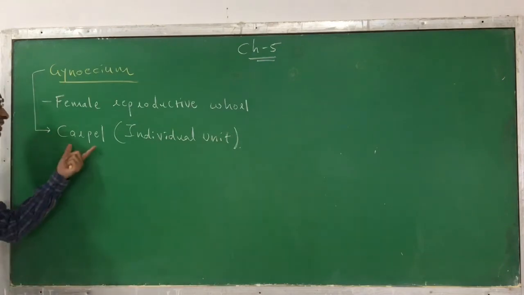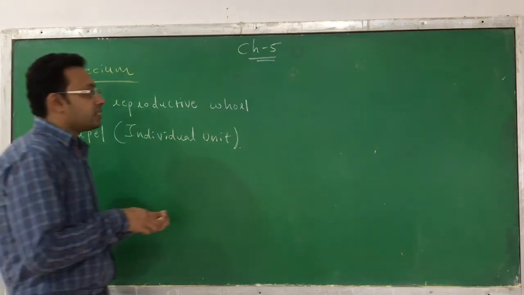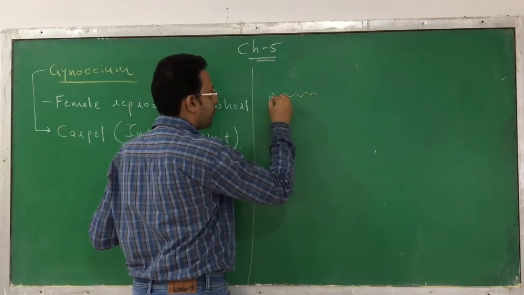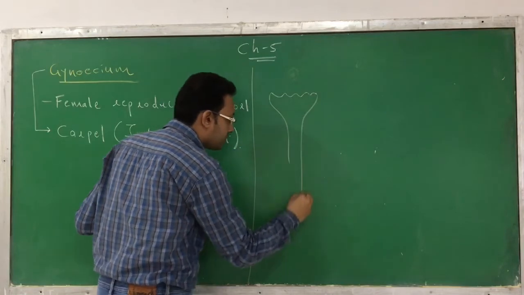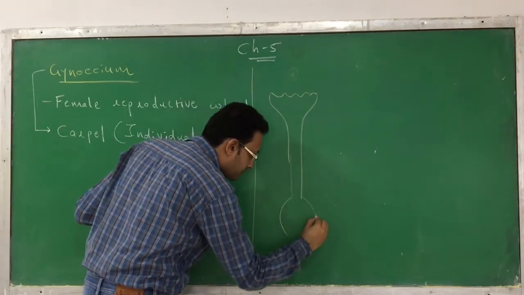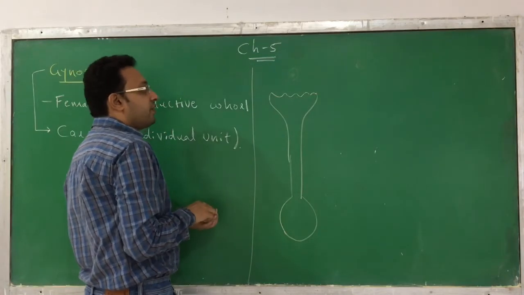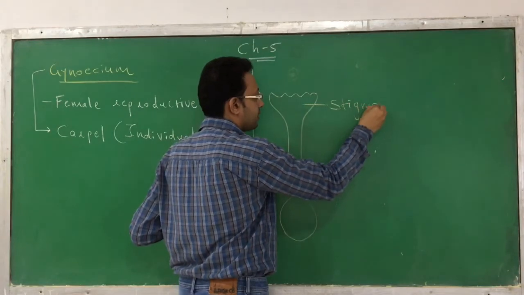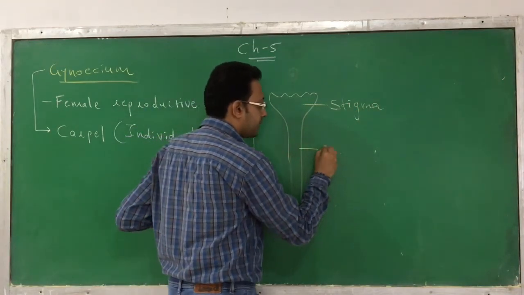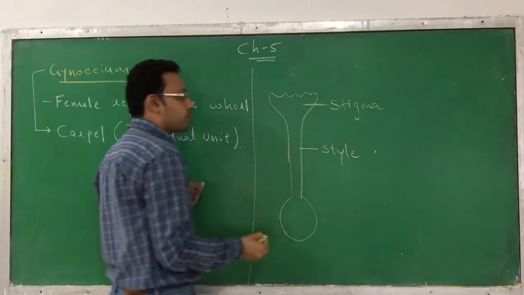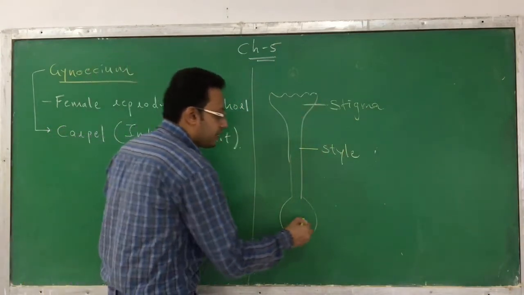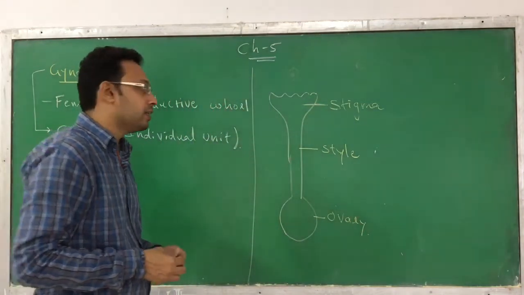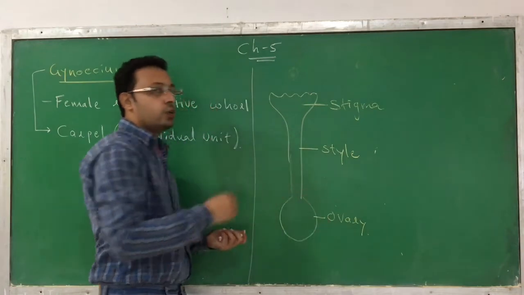Now let us discuss the structure of this carpel. If you see the structure of a carpel, the carpel consists of 3 parts. The first part of this carpel is called a stigma. The second part is called a style, a tube-like portion, and the lower bulged part is called the ovary. So these are the 3 parts of a carpel: stigma, style, and ovary.